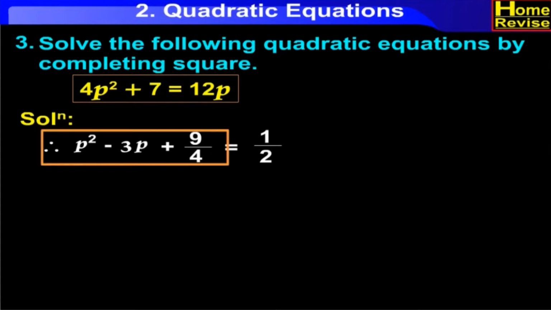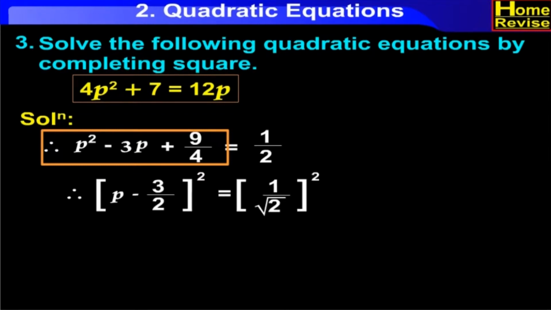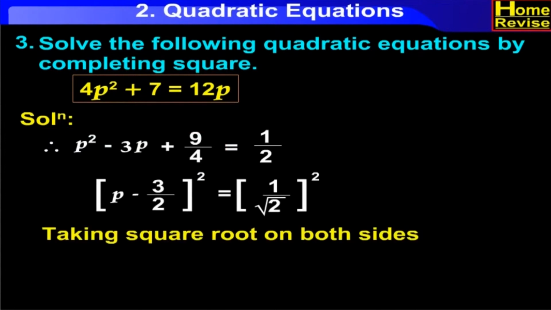Here, p square minus 3p plus 9 upon 4 on the left hand side is the square of p minus 3 upon 2. Therefore, p minus 3 upon 2 whole square is equal to 1 upon root 2 whole square. Taking square root on both the sides, we get p minus 3 upon 2 is equal to plus or minus 1 upon root 2.